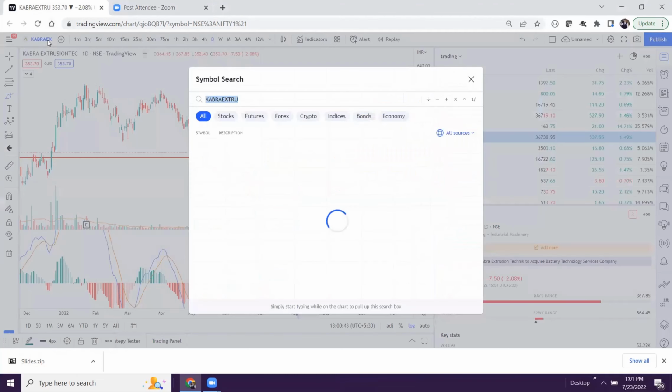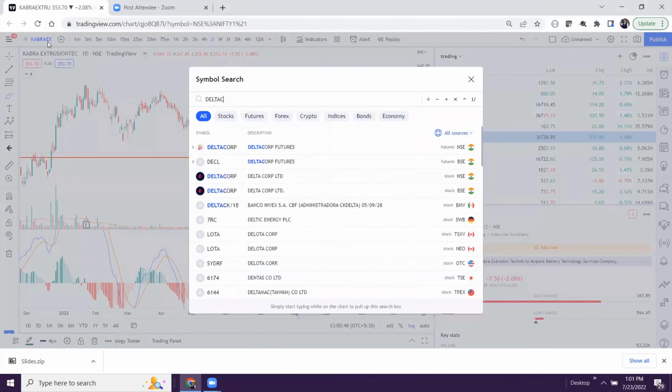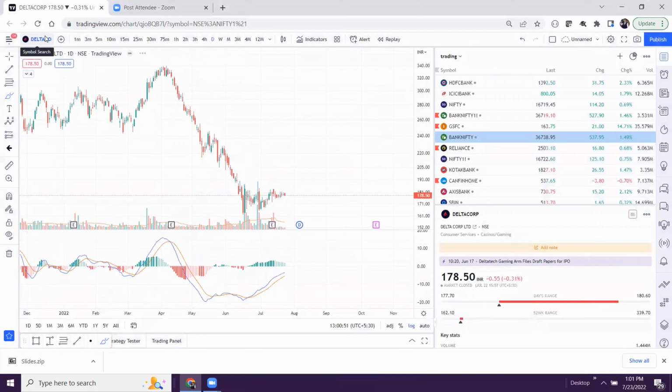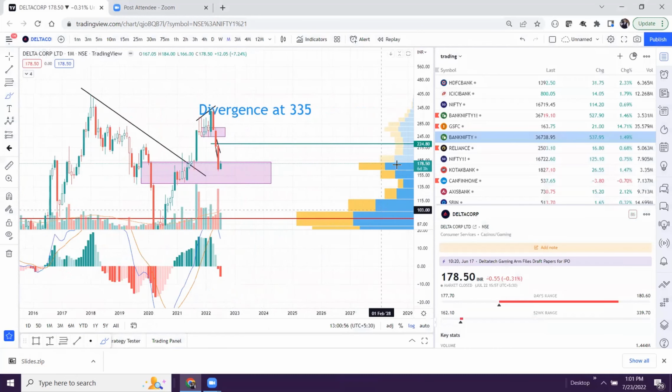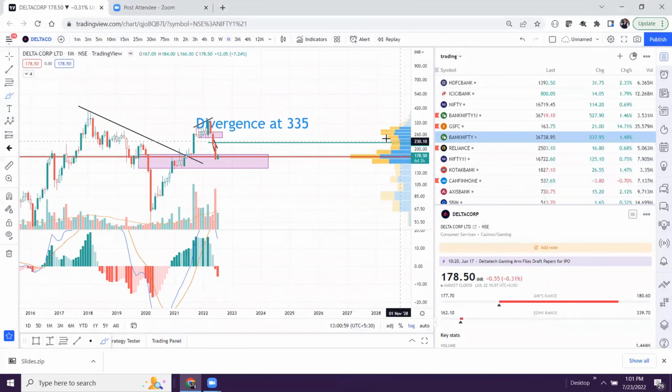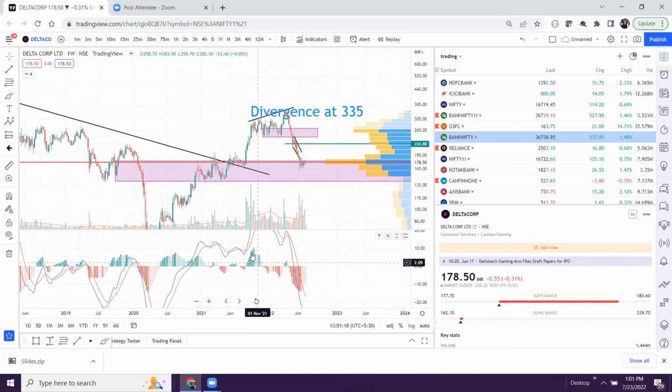So let us, the time is going very fast. Let us check Delta Corp. See, this stock was already given in the Telegram group also, when there was a divergence, and it has fallen now. When it reached 180, there was news that Rakesh Jhunjhunwala has left this. But we already, now see on the weekly chart, we can see that there is a divergence here, and this was already shared on the Telegram group also.